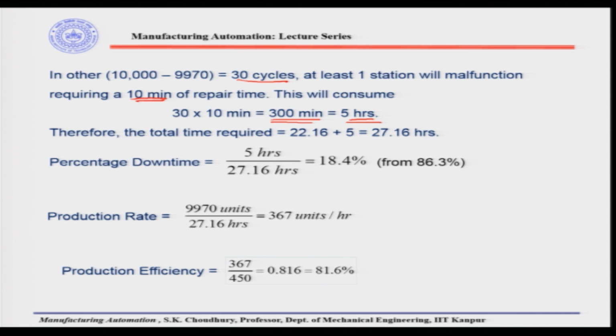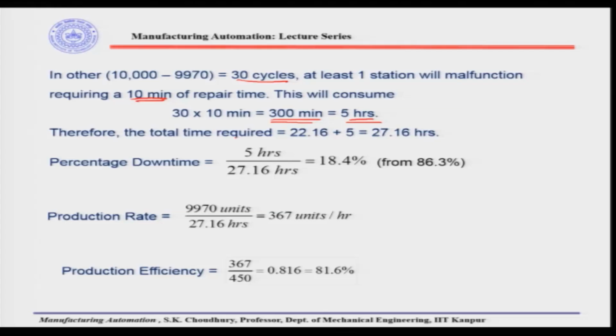5 hours will be the downtime. That means it will take 5 hours to take care of the downtime, to rerun the machine, to diagnose the problem, and so on. So, the total time required will be 22.16 hours plus 5 hours, so this will be 27.16 hours. Therefore, the percentage downtime is 5 hours divided by 27.16 hours, and this will be 18.4%.